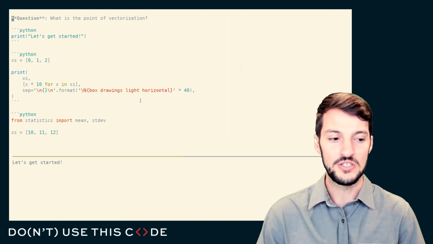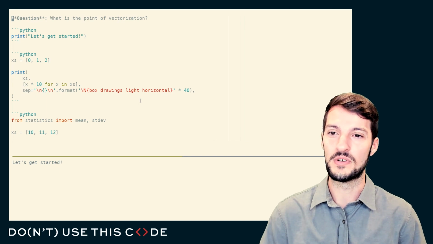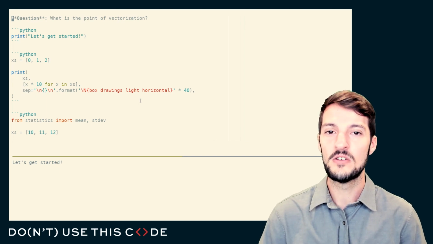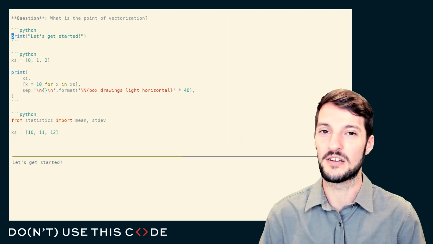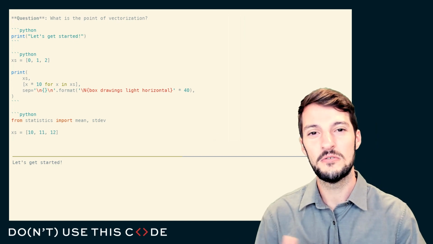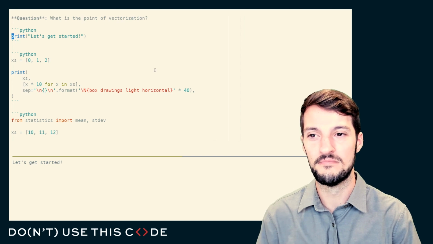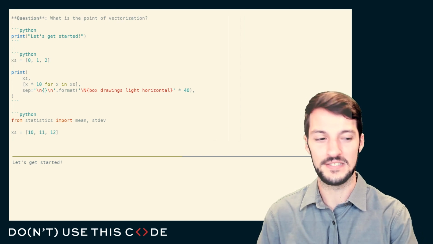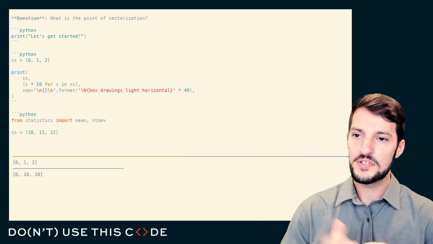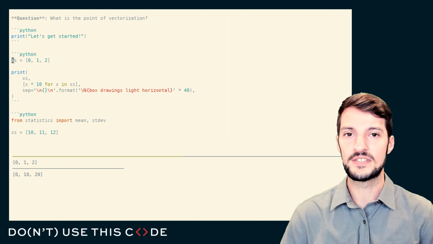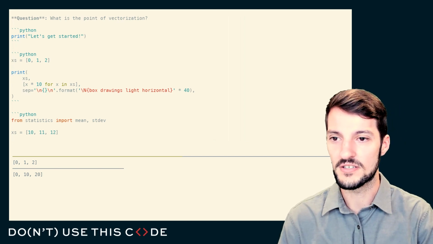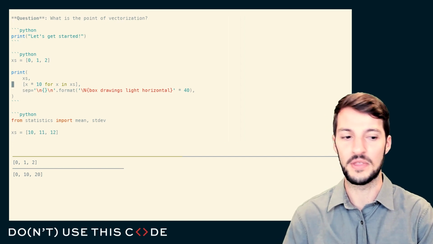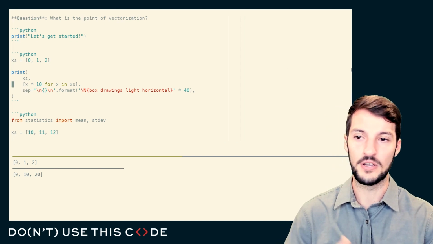In our first question, what is the point of vectorization? We'll discuss some of the core ideas as to why do we even need NumPy, or why do we need pandas in the first place? What's wrong with just pure Python? So, let's get started. If we were to just create a simple Python list containing the values 0, 1, and 2, we can apply mathematical operations to this list. If I wanted to multiply everything by 10, I can do that quite readily.